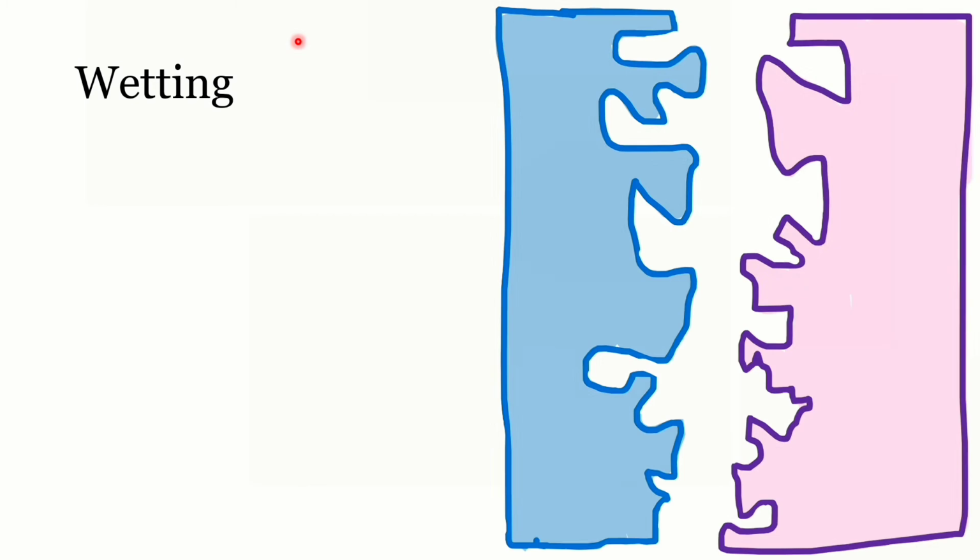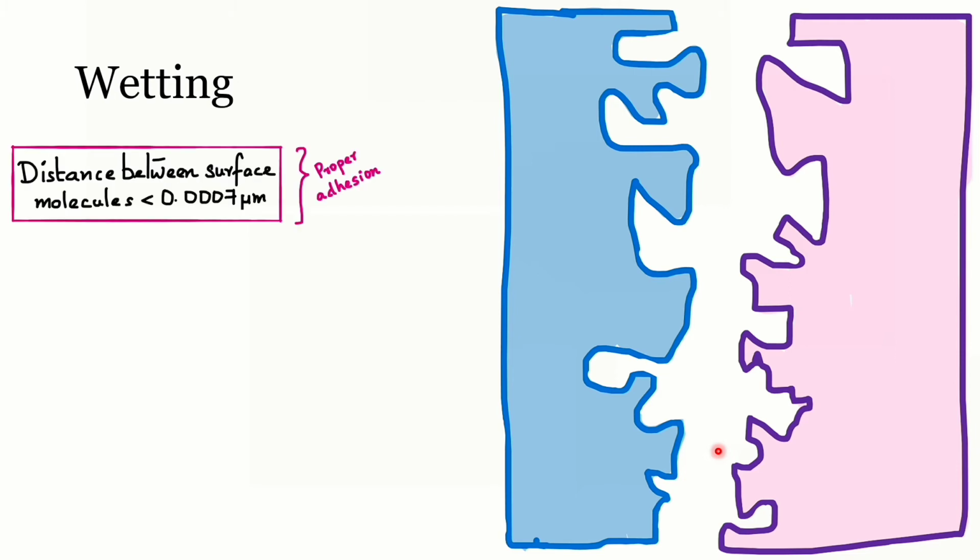So here, when you're taking two solid surfaces, it's very difficult for them to adhere to each other. Even if they look very smooth to the naked eye, at a microscopic level they may have lots of surface irregularities which interfere with their adhesion. So ideally the distance between two surface molecules should be less than 0.0007 micrometer for proper adhesion. It's very difficult to achieve that kind of a micro-dimensional distance.